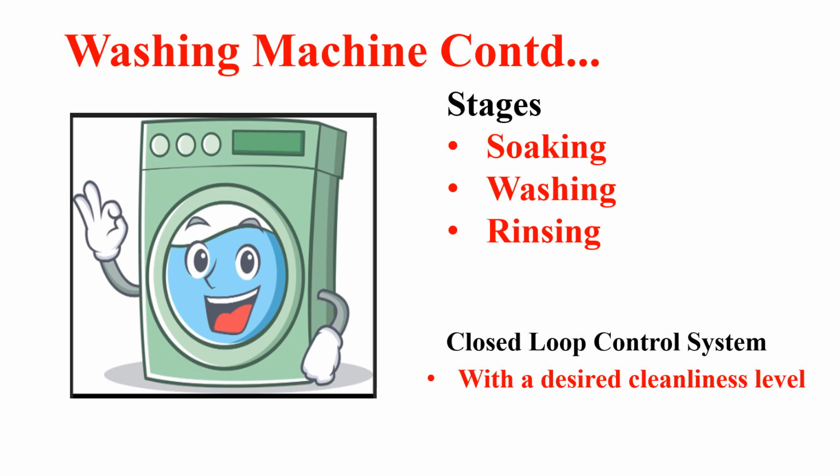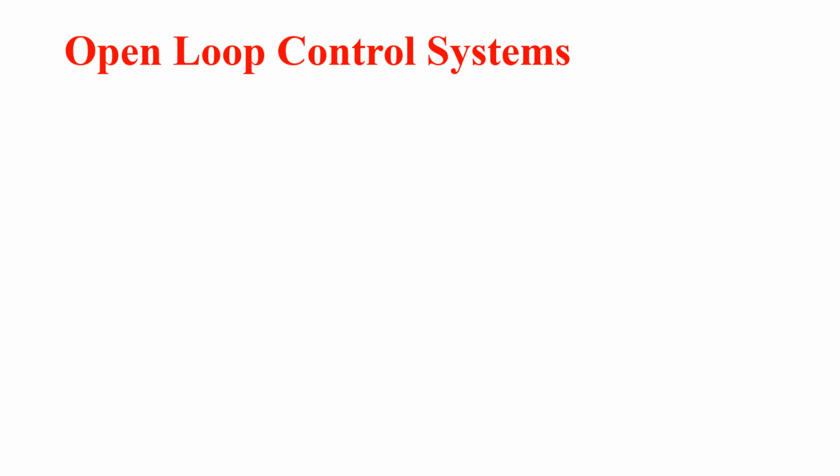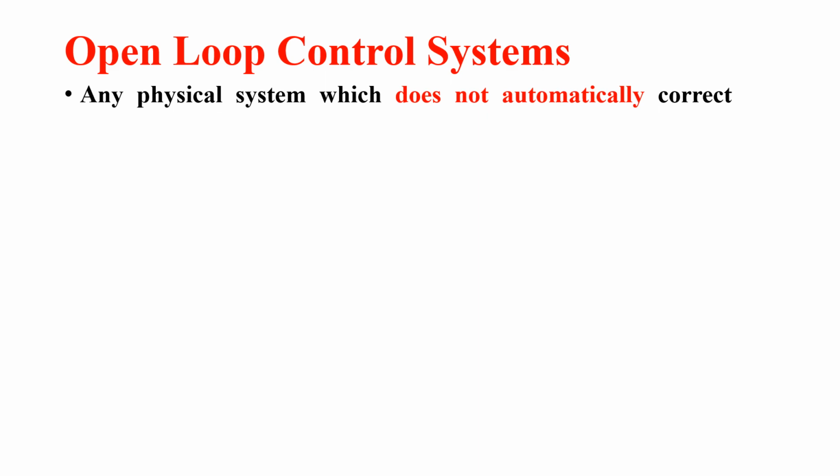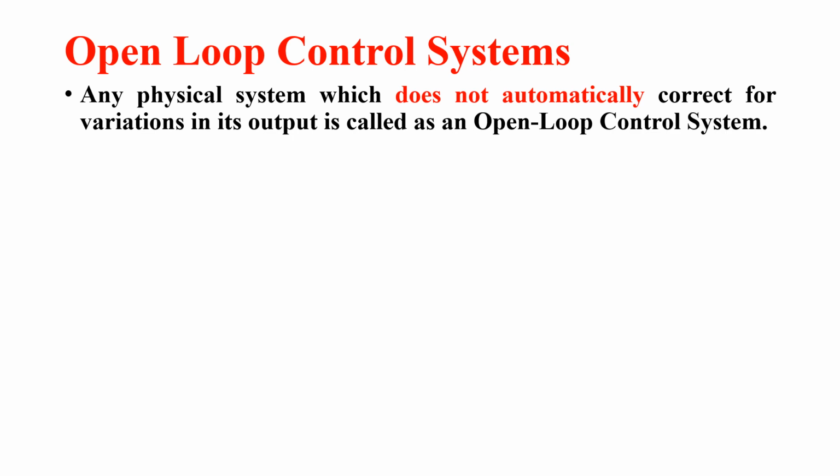From this we can understand what is an open loop control system and what is a closed loop control system. We have already understood. Now we'll see the actual definition of an open loop control system. Any physical system which does not automatically correct for variations in its output is called an open loop control system. We have seen this in the examples of traffic control system, room heating system, as well as washing machine. The output does not automatically correct for variations. So that we have seen. This is called an open loop control system.